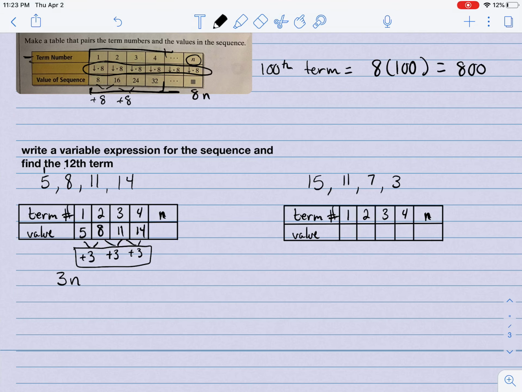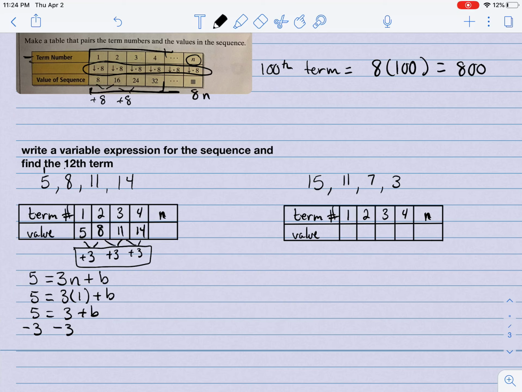However, if we put 1 in for n, we don't get 5. And if we put 2 in for n, we don't get 8. So we're going to have to say there is something that we need to add to this. And the way we find that, we're going to set this equal to 5 and then plug in 1 for n. So this would be 5 equals 3 times 1 plus b. So this is going to give us 5 equals 3 plus b.